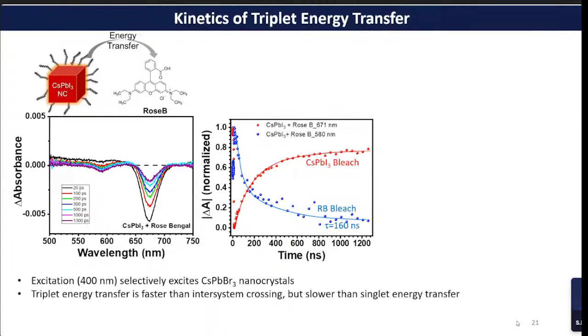So now when you start looking at the same thing, how fast it is occurring, we recorded the Rose Bengal. Note that again the bleach now corresponds to cesium lead iodide. Your Rose Bengal bleach is in the higher energy region. So now we take the slice and plot it versus time. What we see here is the cesium lead iodide recovers back, and this growth of this bleach.